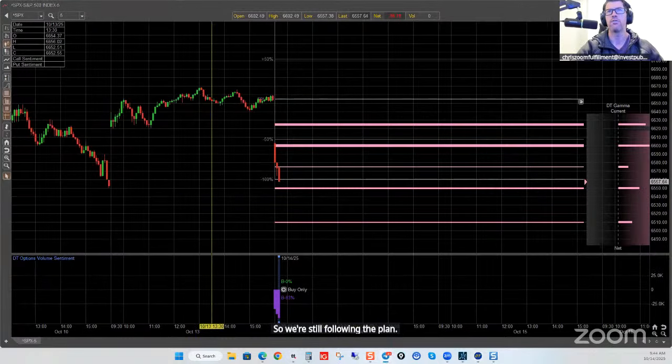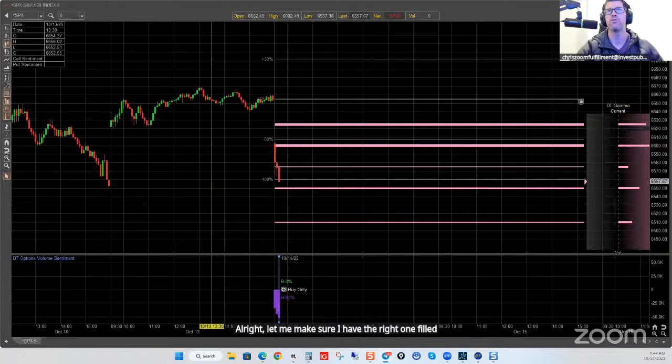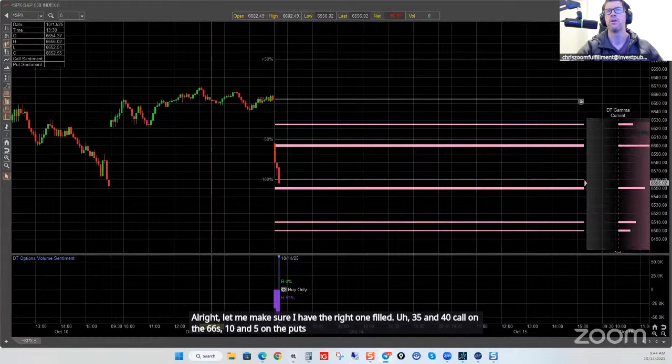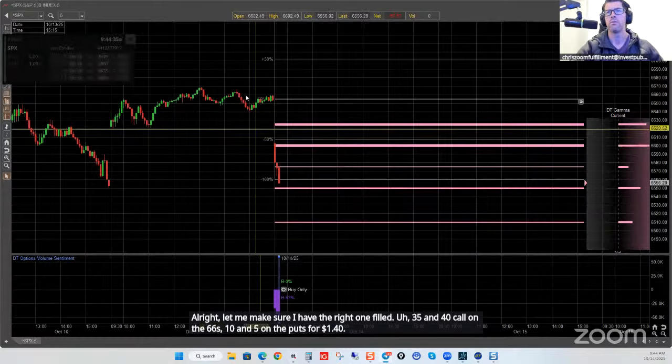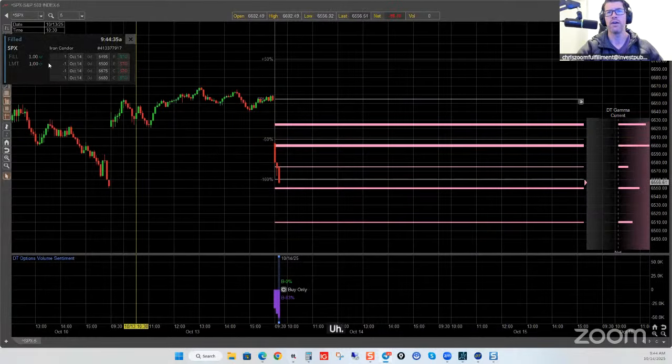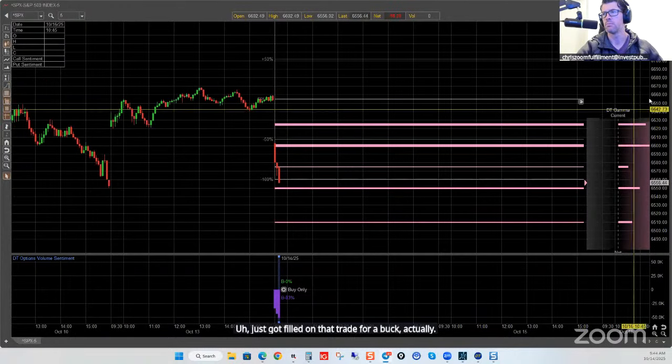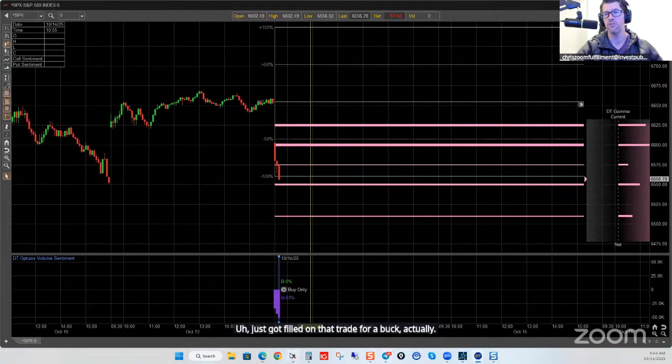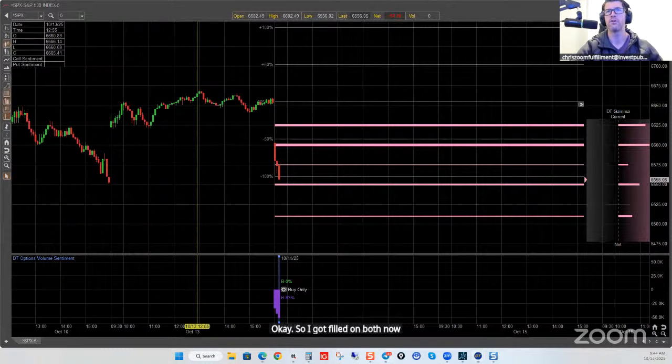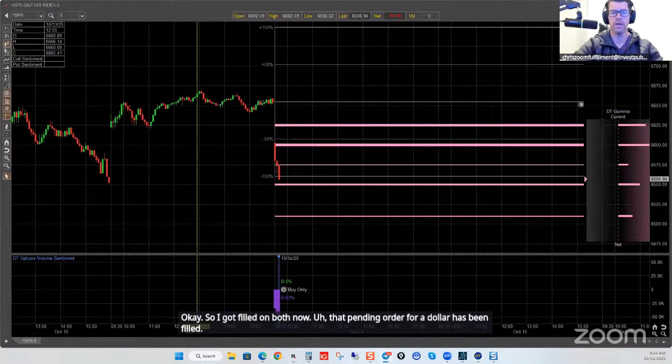All right, let me make sure I have the right one filled. 35 and 40 call on the 66s, 10 and 5 on the puts for $1.40. Just got filled on that trade for $1, actually. Okay, so I got filled on both now. That pending order for $1 has been filled. So now we have two.